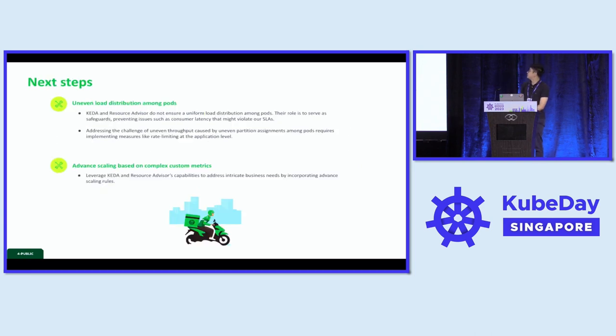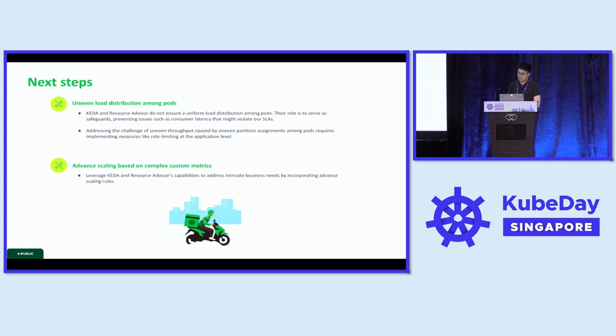Okay, now let's talk about our next steps. As next steps, we will be focusing on the below two areas. Firstly, even load distribution among pods. KEDA and Resource Advisor don't guarantee an equal sharing of the load among pods. Their main job is to act as safeguards, making sure we don't run into problems like consumer latency, which might violate our service level agreements, which is SLA.